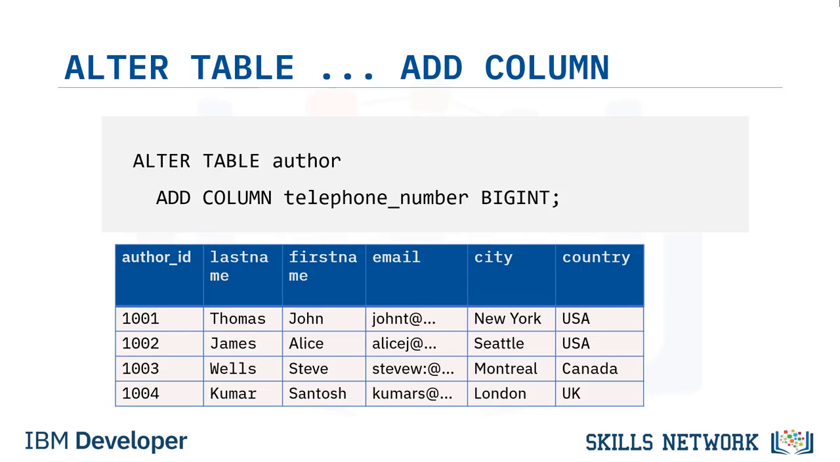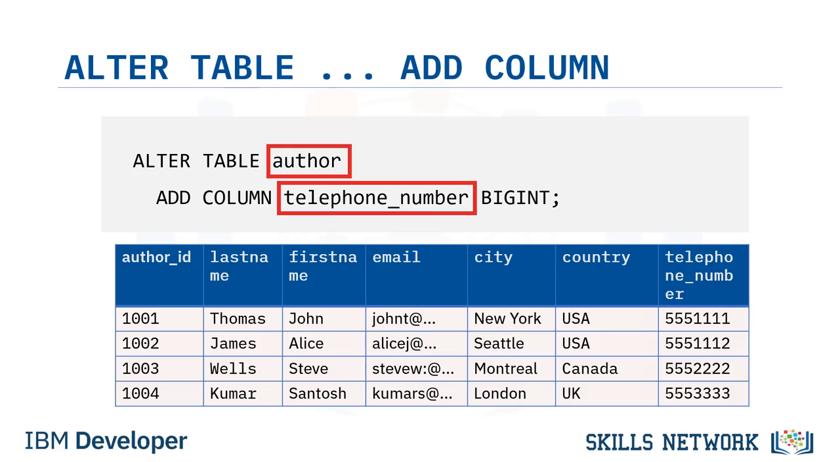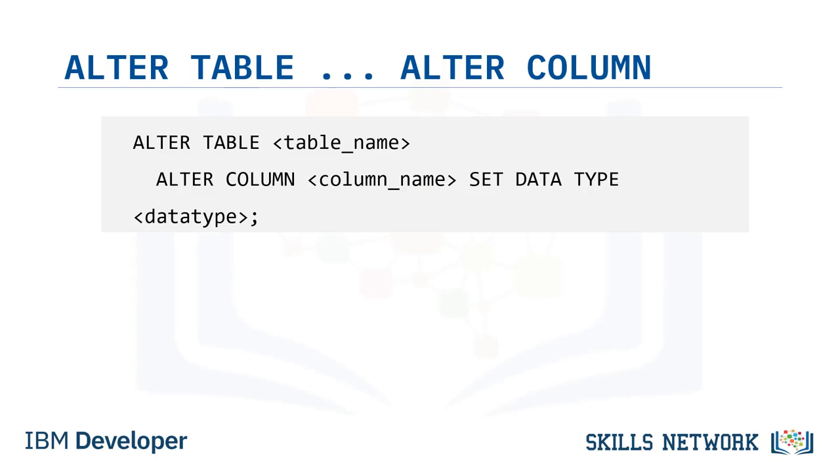For example, to add a telephone number column to the author table in the library database to store the author's telephone number, use the following statement. Alter table author, add column, telephone_number, bigint, semicolon. In this example, the data type for the column is bigint, which can hold a number up to 19 digits long.